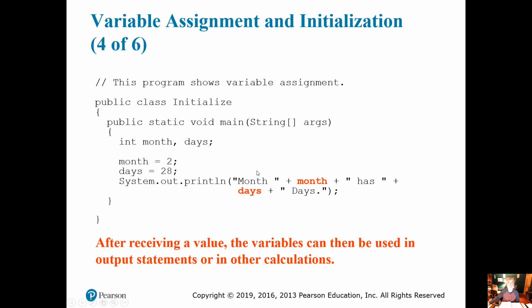And here it is. This is month. Notice it's not in quotes, so it's not going to be printed out. This is in double quotes. It's going to be printed out exactly as it is. Month, space. Then I'm going to use the variable. What is it? Oh, that equals 2. Boom. Put 2 in there. Month 2. Double quotes again. Has, and space on both sides. No double quotes in here. It's a variable. What is it? Oh, days. Boom. Put 28 in there. Days.